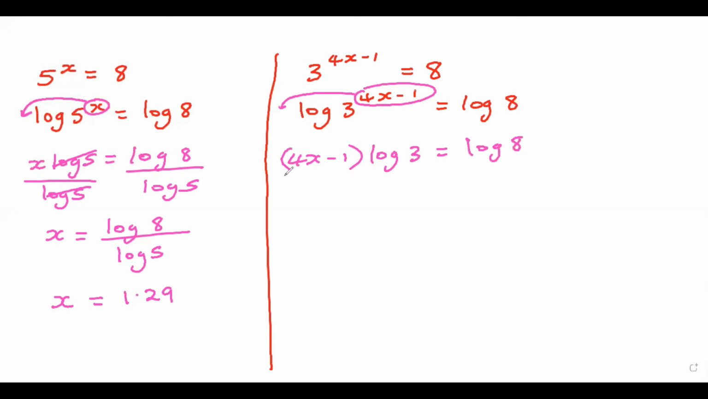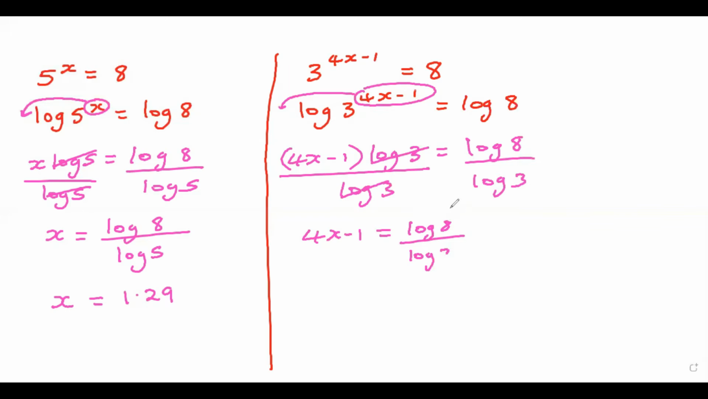So what we do now is divide both sides by log 3, as we're trying to get x by itself. So we have 4x minus 1 being equal to log 8 over log 3. Now you could simplify this here, then continue working, or you could just work it as is. So we'd have 4x is equal to log 8 over log 3, and you carry this over the equal sign, so it becomes plus 1.